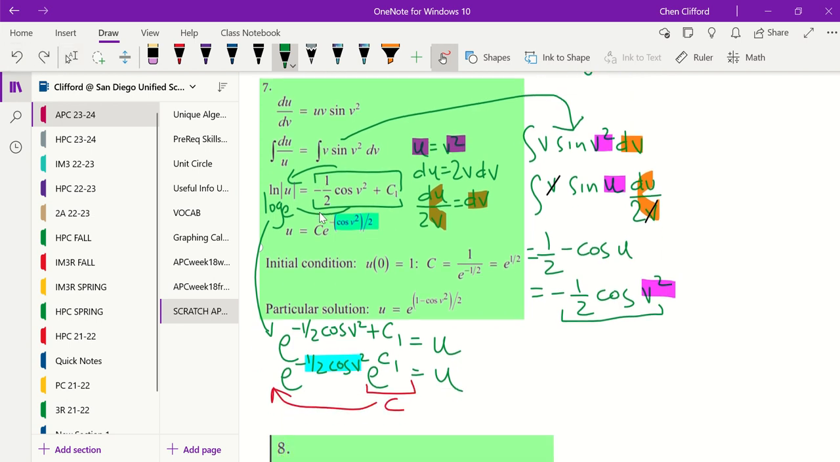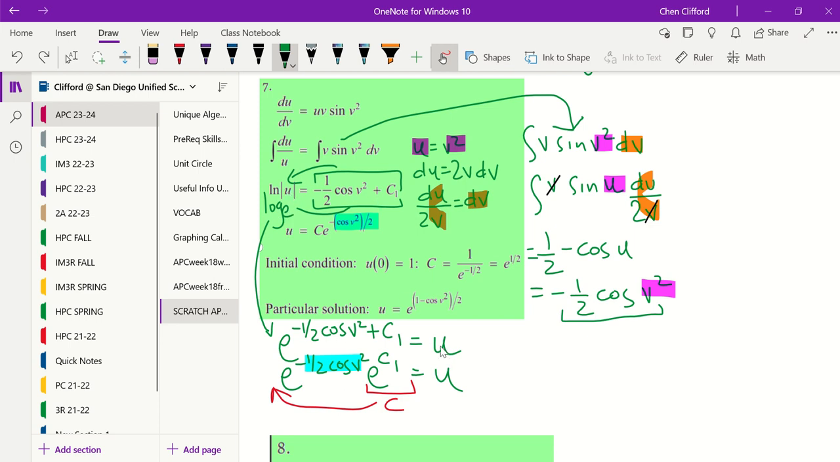This is just property of logs, folks. So really, ln, I'm going to rewrite it as log base e, and we're going to do circle of logs. I call it circle of logs. e to the power of this thing equals u. So that's what we got here. Again, we rewrite ln, a natural log, as log base e, and do circle of logs. e to the power of this equals u.